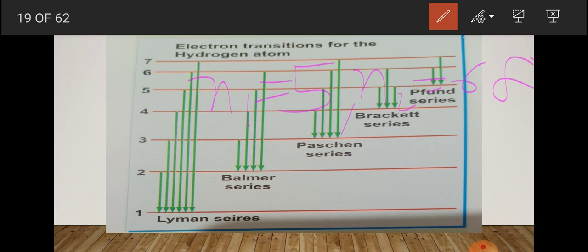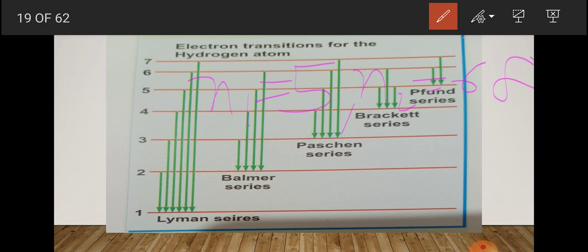In hydrogen one more is there, which is Humphrey series, also found in the IR region. For that, N1 will be 6 and N2 will be 7, 8, 9, and it goes on till infinity.